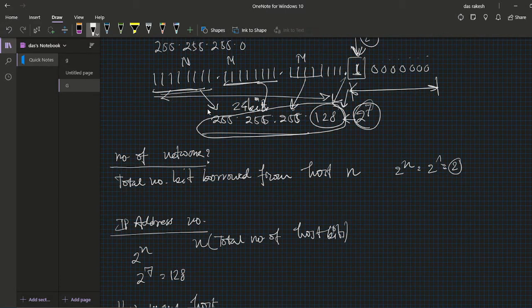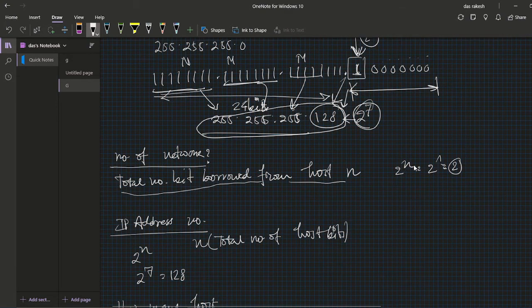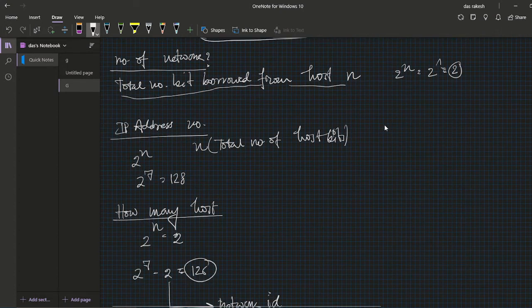Okay, so now how many networks are possible? Here the formula is 2 to the power n, where n is the total number of bits borrowed from the host. How many bits are borrowed? Here 1 bit is borrowed. Therefore 2 to the power 1 is 2, so 2 networks are possible for subnetting. So basically the large network is divided into 2 networks, because 2 to the power 1 equals 2.